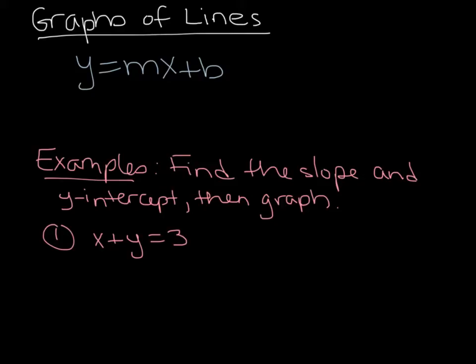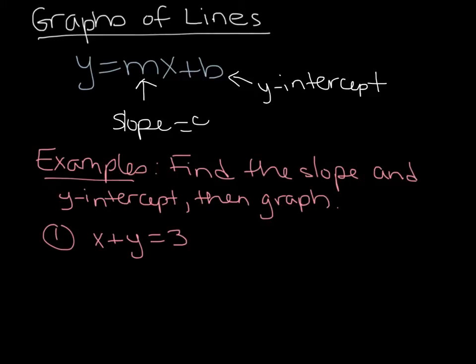We're now going to review graphing lines. So the most important thing to remember for this is slope-intercept form, y equals mx plus b. And as you hopefully know, m is our slope and b is our y-intercept. And just remember the slope is the change in y over change in x.